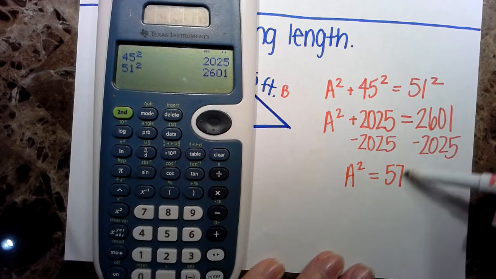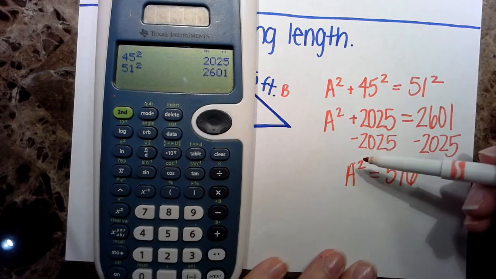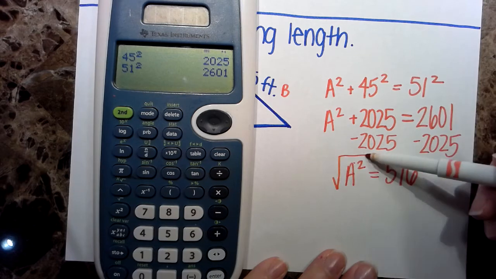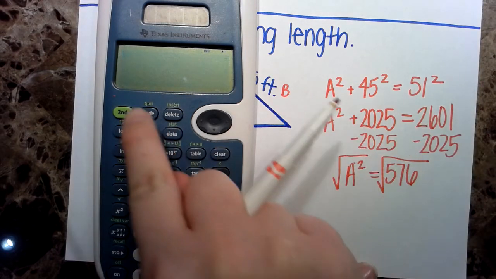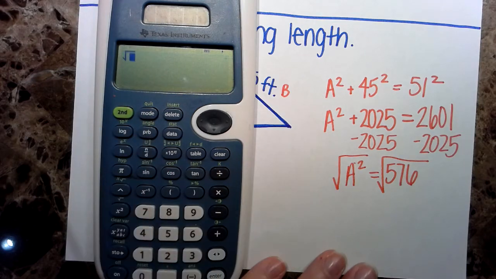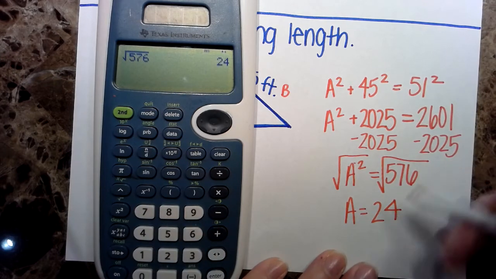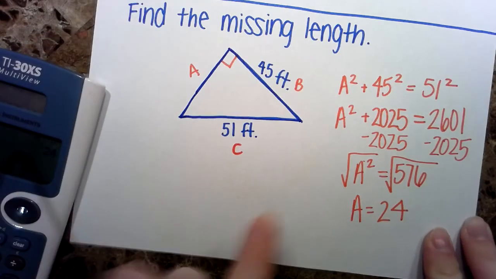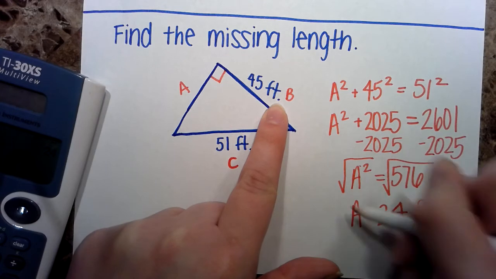it's going to give us 576. Okay, to get rid of the squared value, we're going to take the inverse, so we're going to take the square root of both sides. I'm going to do the same thing in my calculator. I'm going to hit second and then the x squared button. It's going to be 576. So I get A equals 24, and then I have to make sure I include the label if there is any. So it's feet.